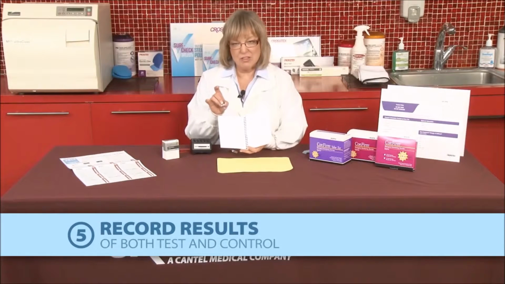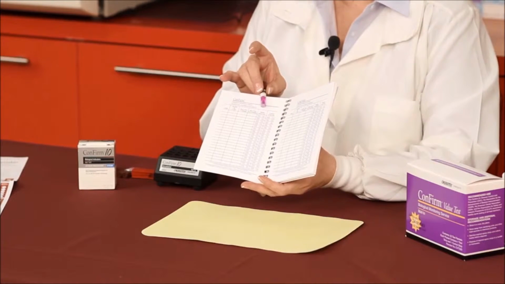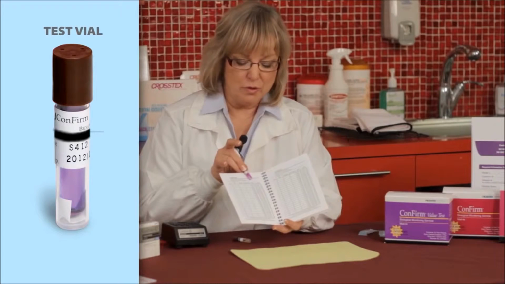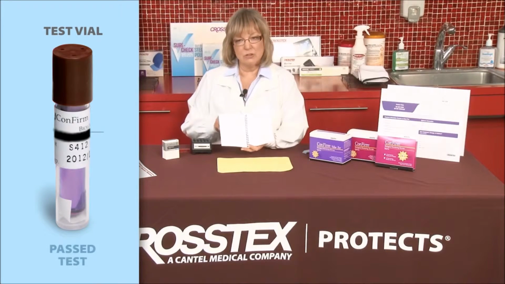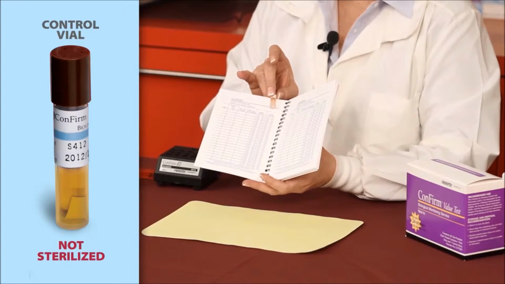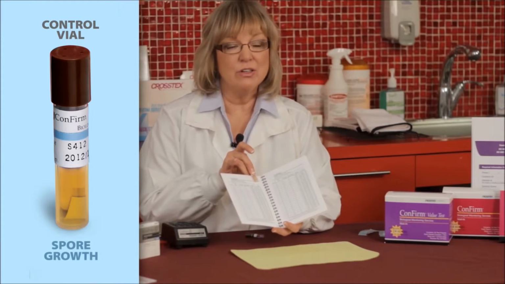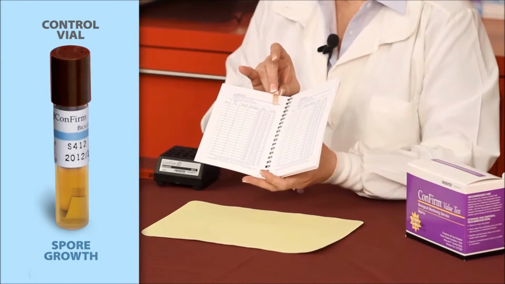If we're going to assume that this is our test vial, and it's run through the incubator for 10 hours. We look at it and the color of the liquid has not changed, which indicates there is no spore growth, which means this particular test has passed. We would then look at the control vial, which remember was not processed through the sterilizer. When it comes out of the incubator and we see that in fact it has changed colors, that indicates that spore growth has occurred, which means the test was viable, and it means that the control in fact passed.